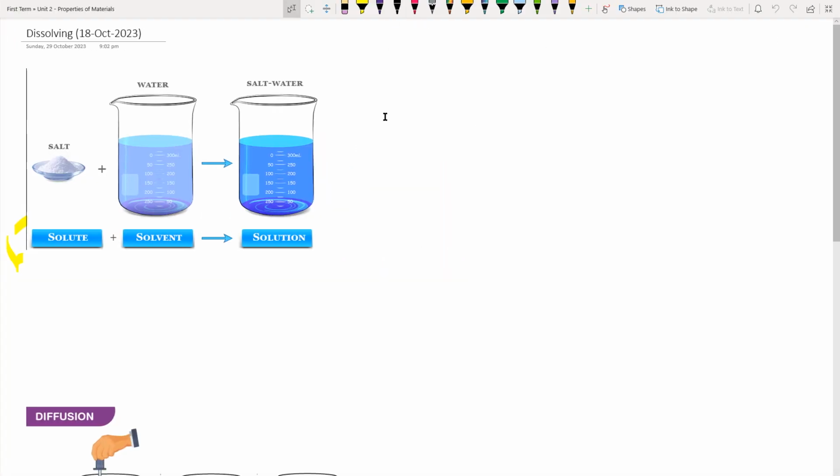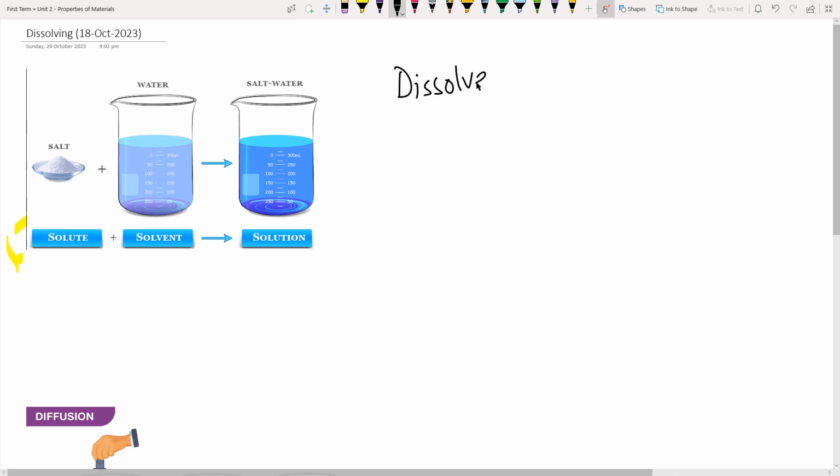Let's get into it. So what do we mean by the word dissolution or dissolving? I will write two of these words, which are synonyms: dissolving, to dissolve something, or dissolution, the process of dissolving something, right?